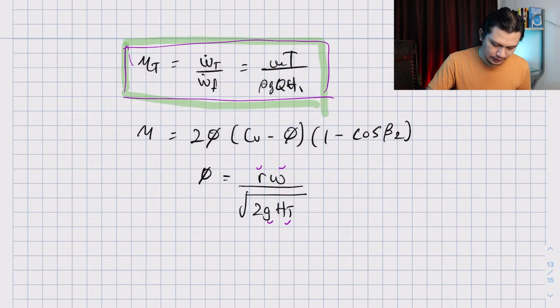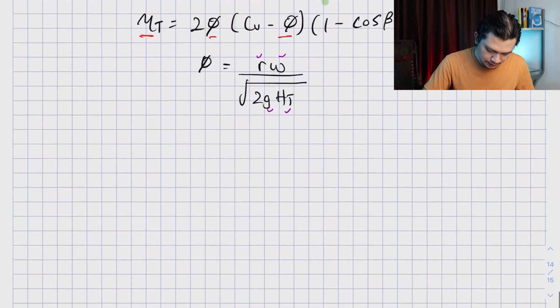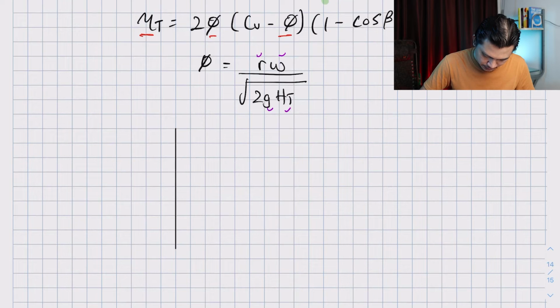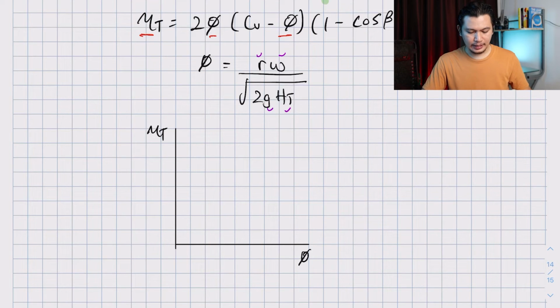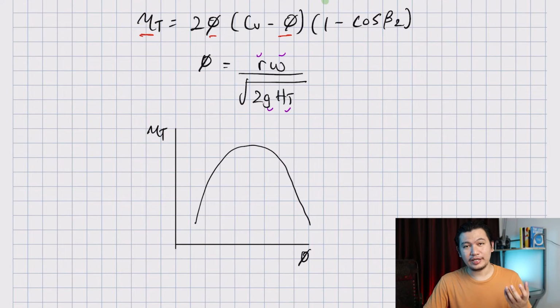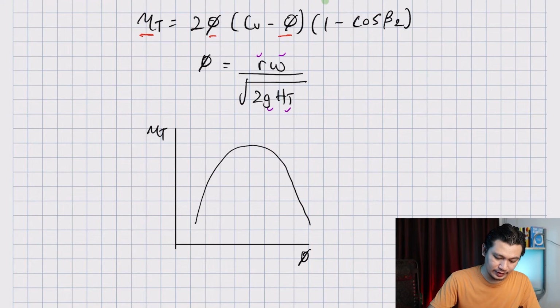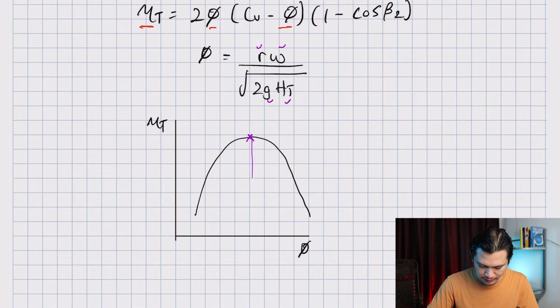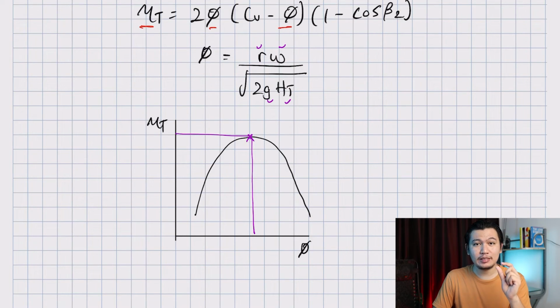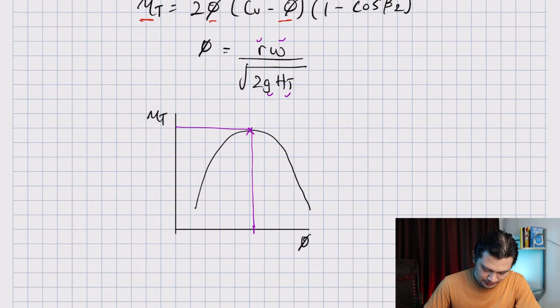So now this is eta T, and I can now plot the relationship between eta T and phi. This is eta T, and this is phi. If you plot that, you're going to have a graph that looks something like this. Well, I think you kind of expected that because this is a quadratic graph. And again, when you have a peak, you want to know what is the phi that is going to give you the maximum efficiency. And this point happens at phi equal to C V over 2.